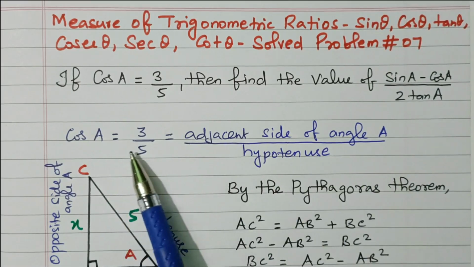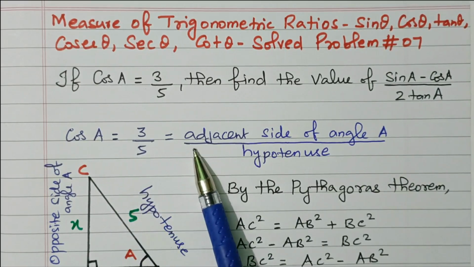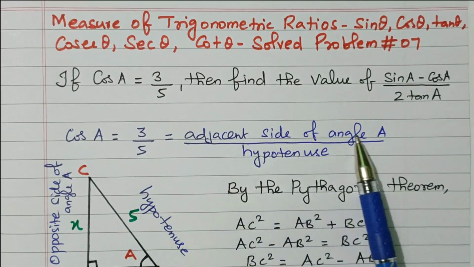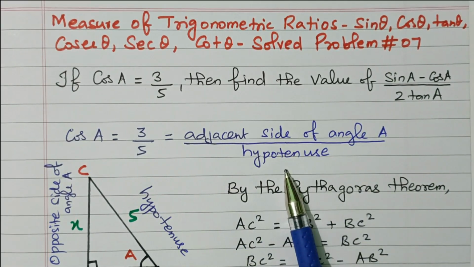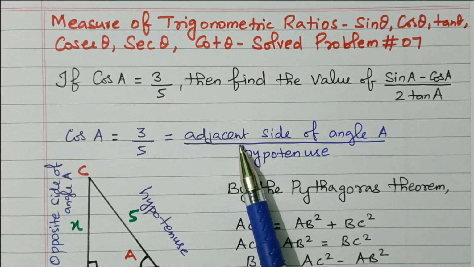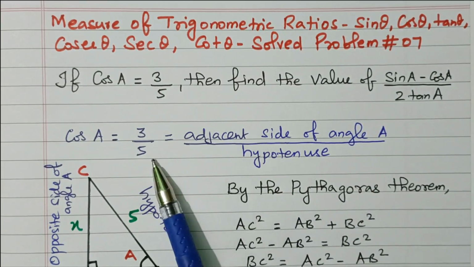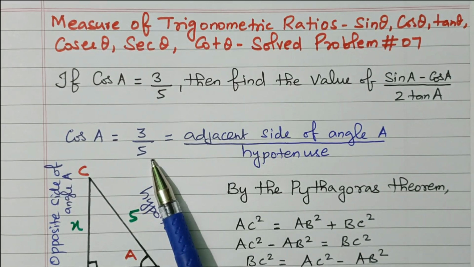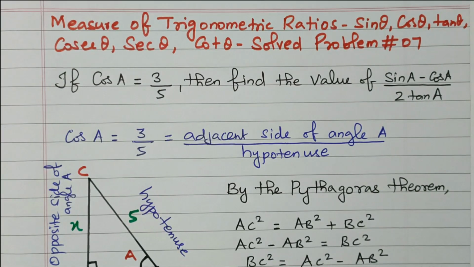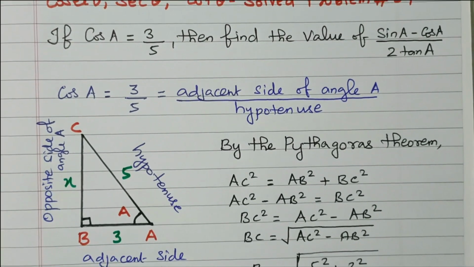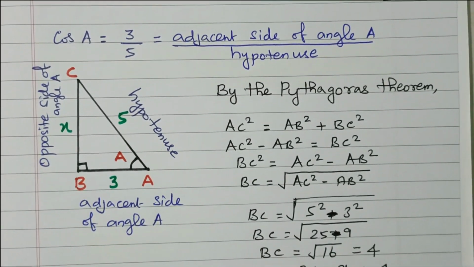We know that cos A equal to 3 divided by 5, that is nothing but adjacent side of angle A divided by hypotenuse. Right? So we come to know the two values. Adjacent side of angle A, that is 3. Hypotenuse is 5. So the two values are known. From that we can construct the triangle. We'll be able to find the remaining one value.